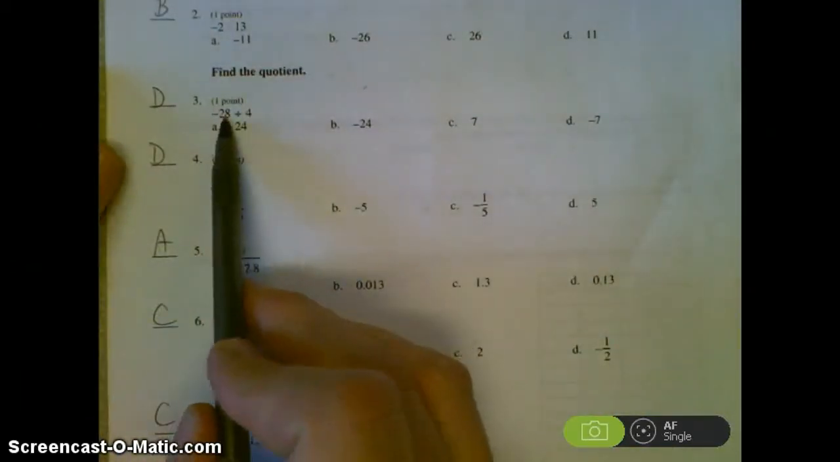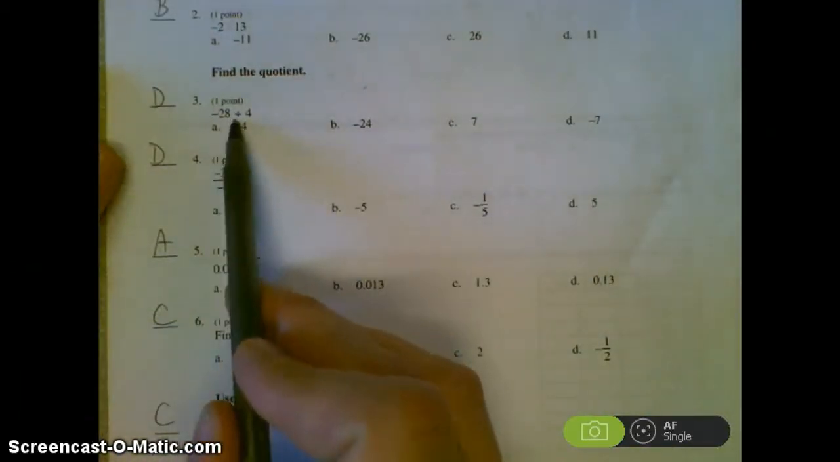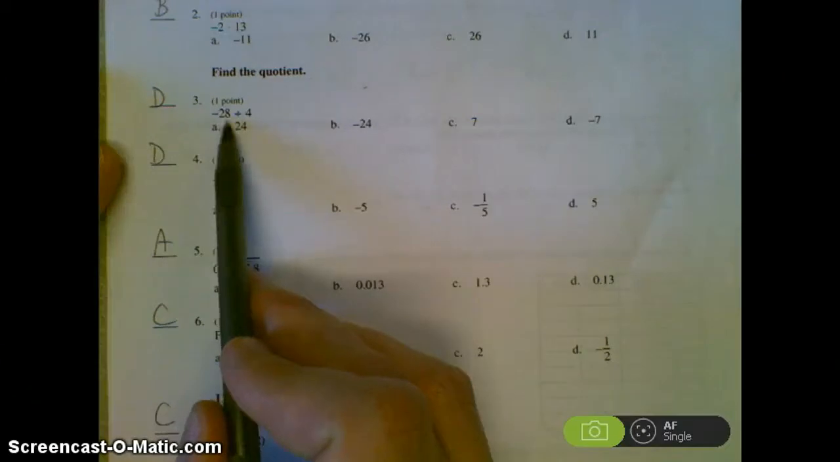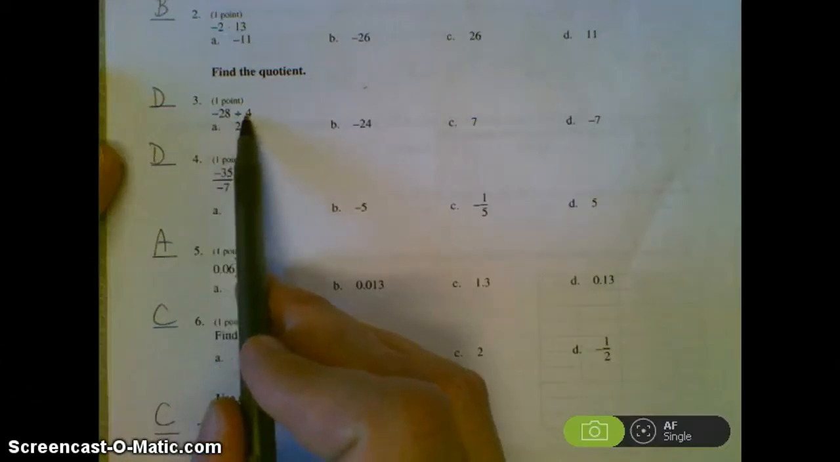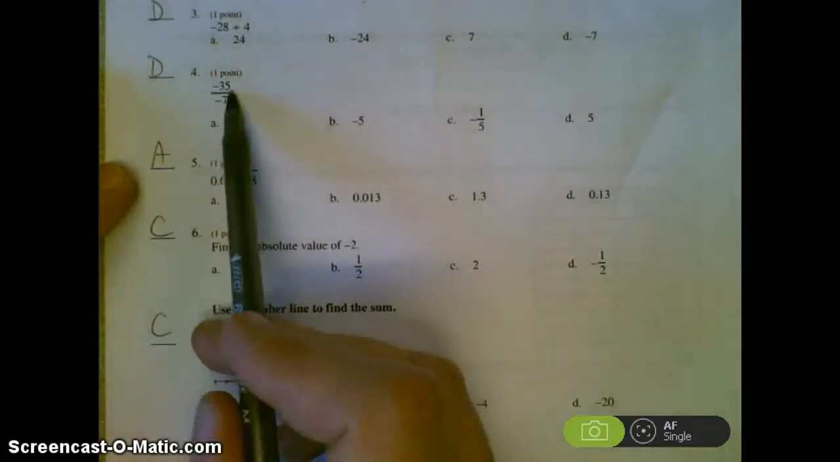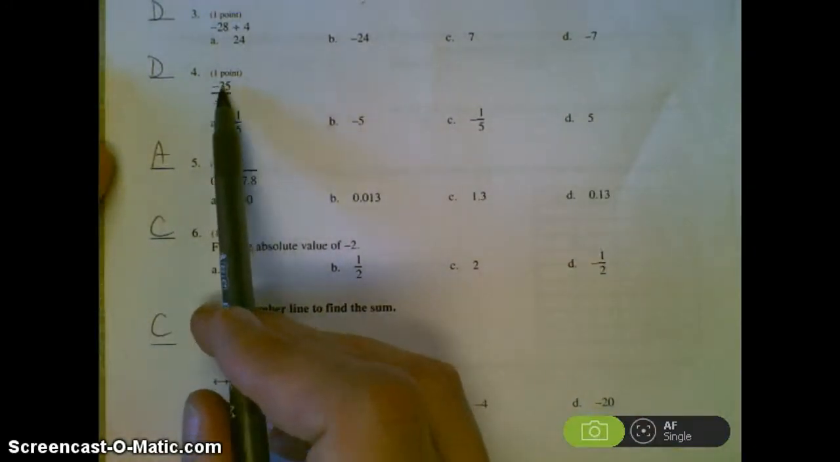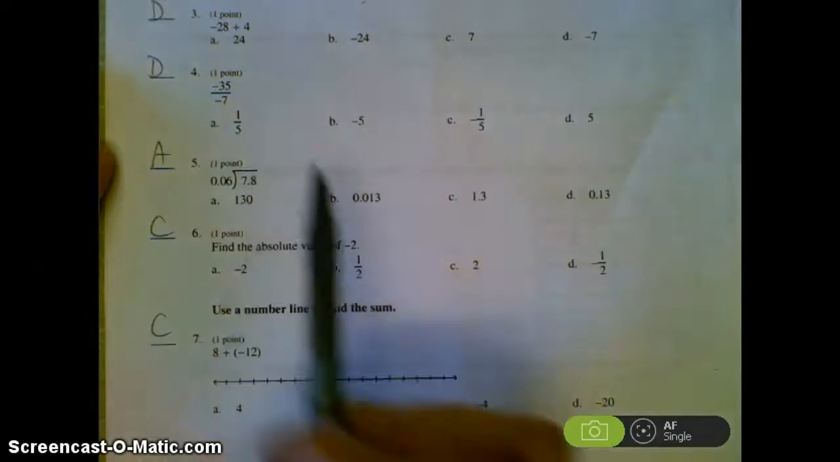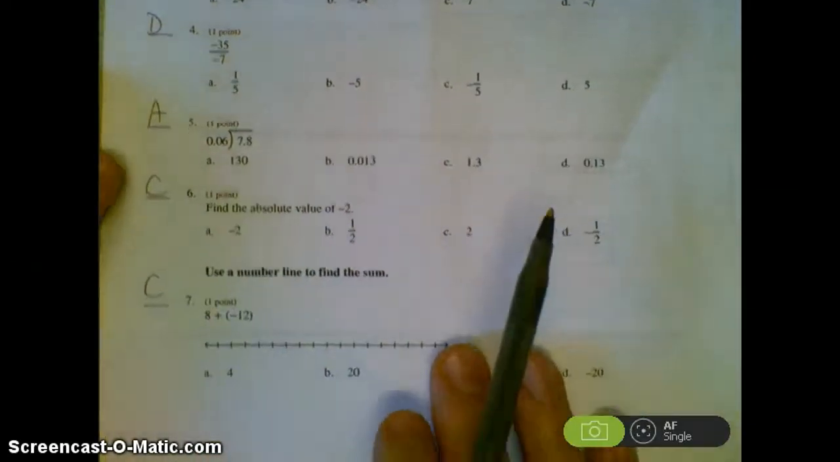Same rule, dividing two different signs will give you a negative. And 28 divided by 4 is 7, but it's going to be negative, so that's D. When you multiply or divide the same signs, you get a positive. So negative 35 divided by negative 7 equals 5.